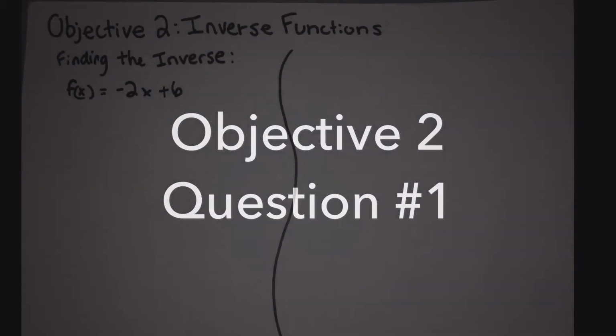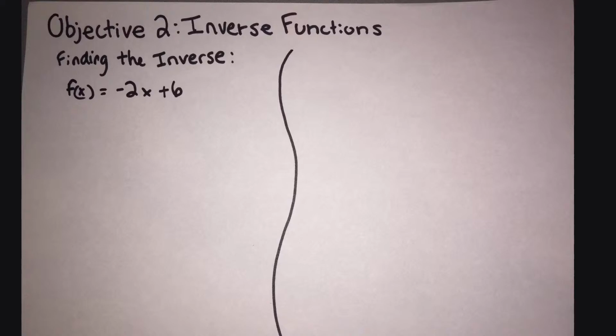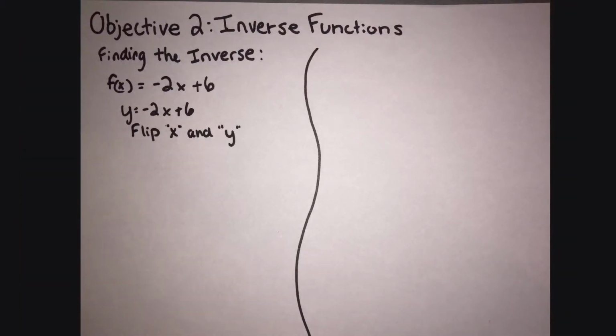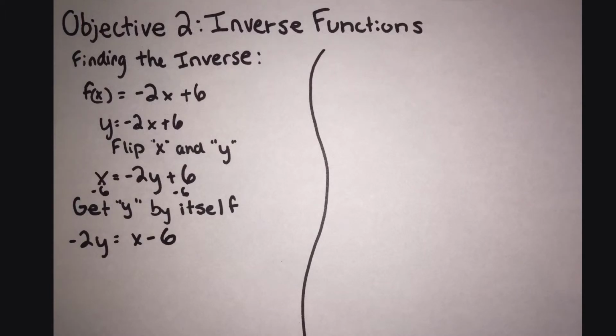Objective 2, inverse functions. Finding the inverse. If f of x equals negative 2x plus 6, how do we solve it? First, you must plug in y for f of x, giving you y equals negative 2x plus 6. Step 2, you will flip x and y. x equals negative 2y plus 6.